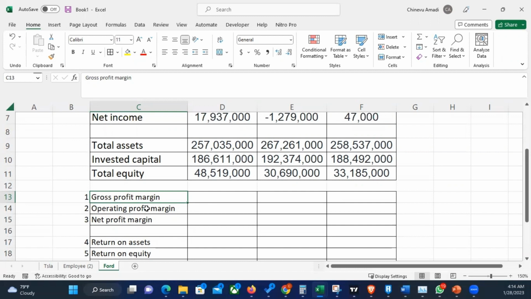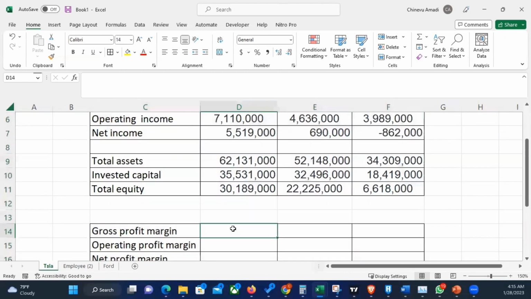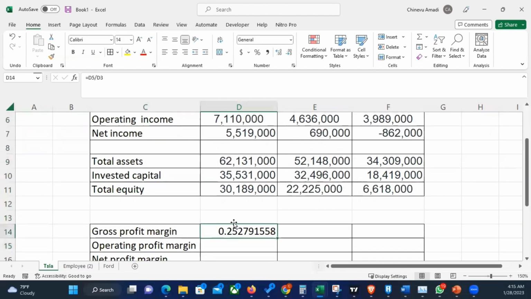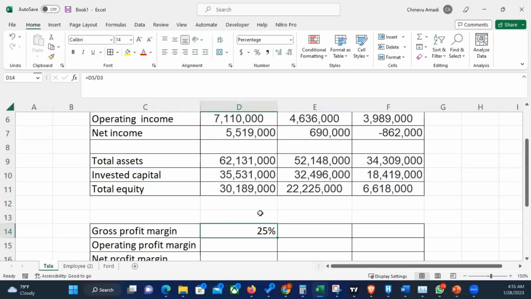For Tesla, gross profit margin is basically your gross profit divided by your total revenue. Now, you can see that Tesla in 2021 was only able to keep 25% of the money it made from sales. So I drag this. And if you look at this, 2019, 2020, 2021, you can see that the figure has improved, the percentage is increasing.